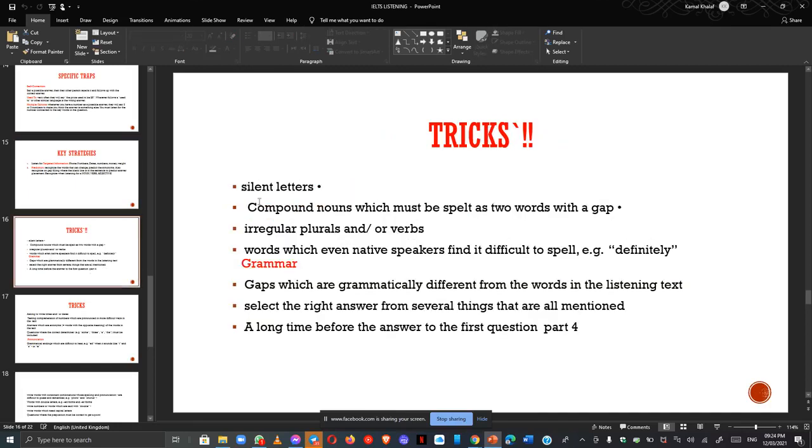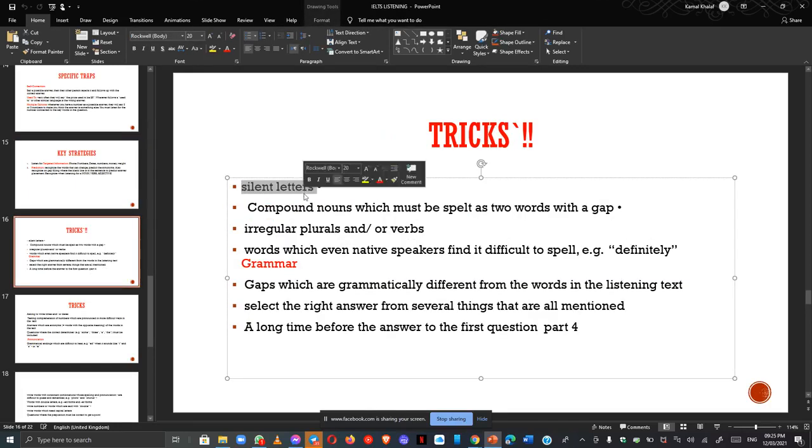Let's move on to more tricks here. In some cases, you are asked to write words with silent letters. Very important. If you have any spelling mistake, no mark. In some cases, you are asked to write compound nouns, irregular plural or verbs, words which are commonly hard, but I guess you will have no problem here.